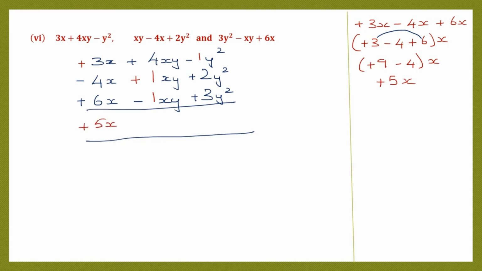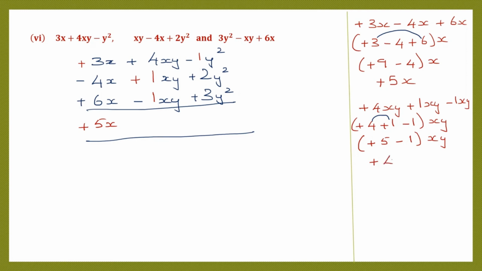Now moving on to the next part, plus 4xy plus 1xy minus 1xy. So I've got plus 4 plus 1 minus 1xy. Add up the numbers with the same sign. 4 plus 1 is 5. So plus 5 minus 1xy. So signs are different. Put the sign of the bigger number and subtract. 5 minus 1 is 4xy. So that is plus 4xy. Then we'll go on to the last part.